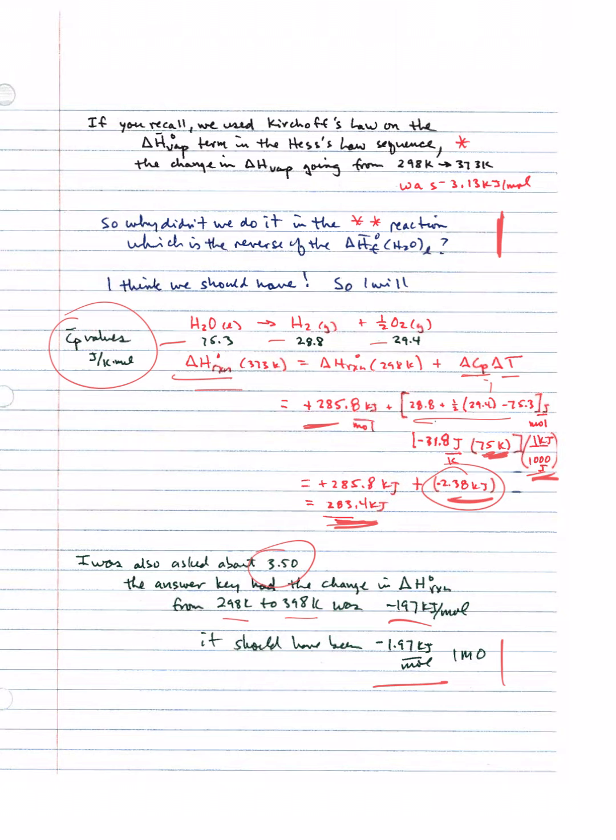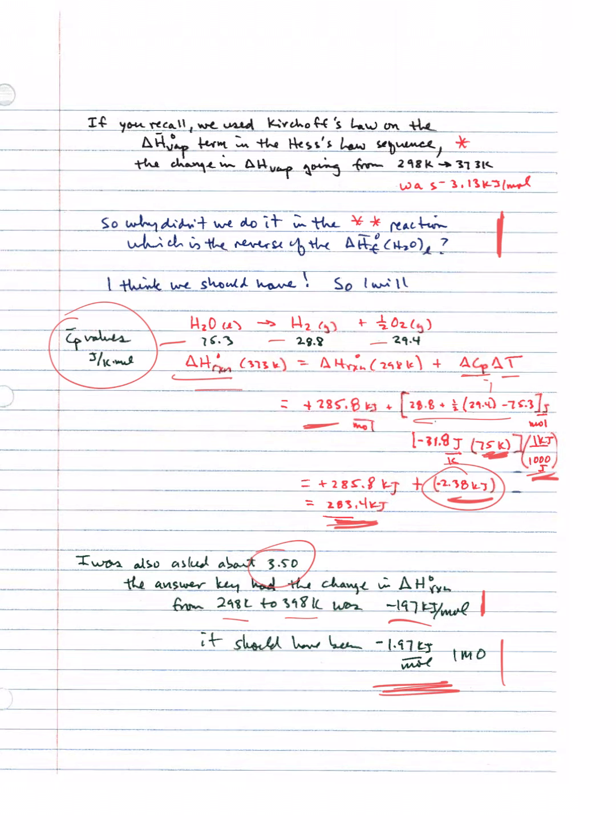I was also asked about question 3.50, in which I mentioned in class that the answer key had a different value. The answer key had the change in the delta H of reaction, so another Kirchhoff's law problem, and they said it was minus 197 kilojoules per mole. Clearly, that's got to be an error. We just went through some examples, and we're talking about single-digit kilojoules. It doesn't make sense that you would get an answer of minus 197 kilojoules. I don't know how they got that answer. In my opinion, I did it, and I got negative 1.97 kilojoules per mole.